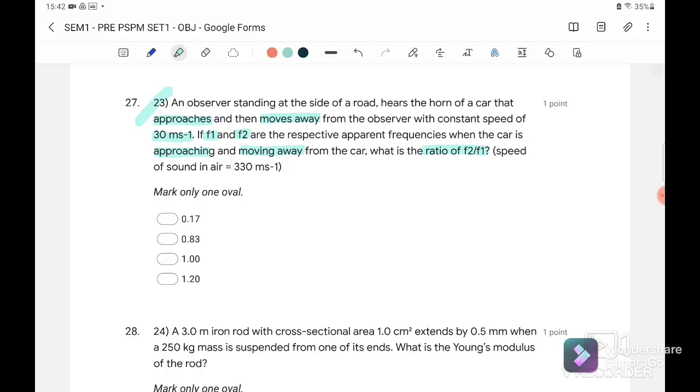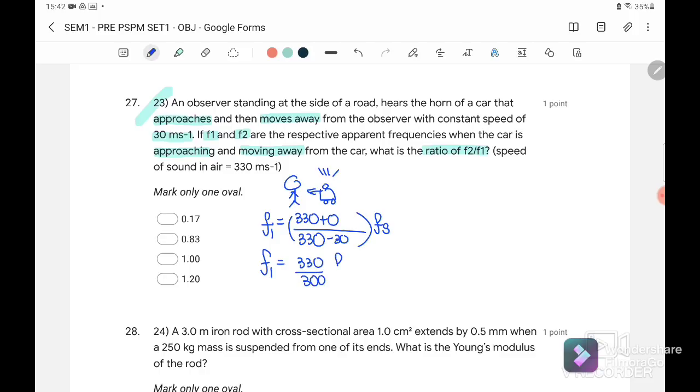So we have two conditions here. The first condition is when the car is approaching the observer. When it's approaching, F1 is equal to 330 plus 0, because the observer is not moving, over 330 minus 30, because the car is approaching so it's negative 30, times the source frequency. So this is our first equation, where F1 equals 330 over 300 times the frequency of the source. This is our first case.